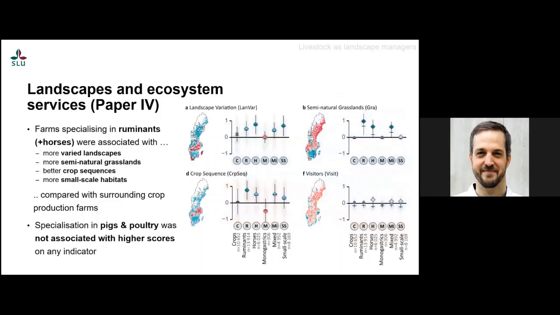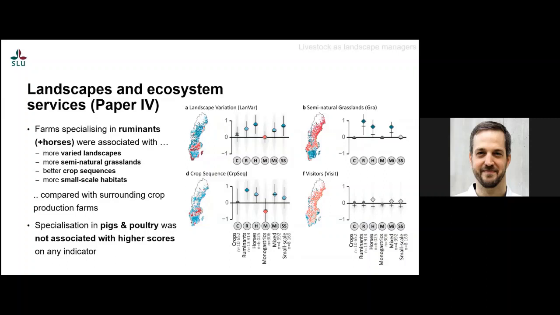So looking at the results, we can first observe some clear geographic patterns. The blue areas are higher scores on the indicator. And we can see that these forest-dominated landscapes receive a higher score on this indicator compared to the agriculturally dominated regions of Sweden. And for the semi-natural grasslands, we can see a clear hotspot in south-central Sweden and also on the island of Öland. And for the crop sequence indicator, we can see that the agriculturally dominated regions of central Sweden receive a lower score, while the increased inclusion of lay in crop sequences in the forested areas give a higher score there.